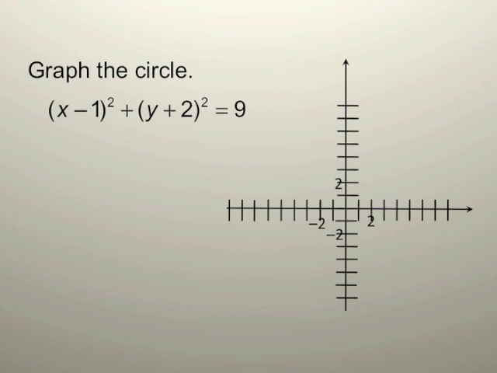Now, if we want to graph this circle, then we know the center is at 1, -2. That's the center. And the radius is the square root of 9, or 3. So we find the point 1, -2, and we do a radius of 3. So from there, go 1, 2, 3. I'll go 3 up. I'll go 3 down. I'll go 1, 2, 3 to the right, and 1, 2, 3 to the left.